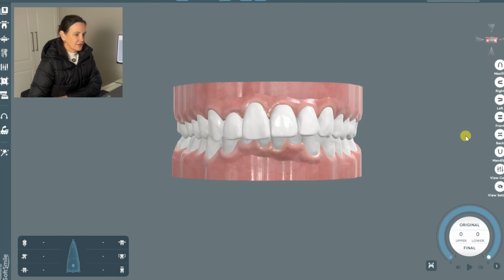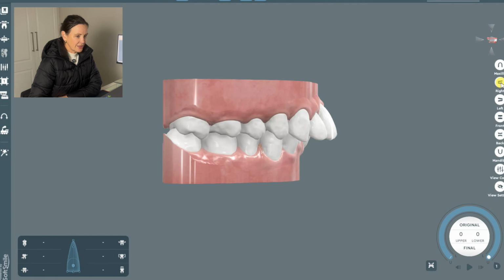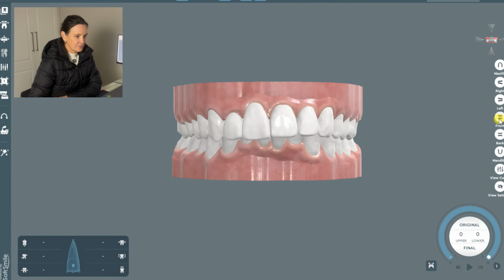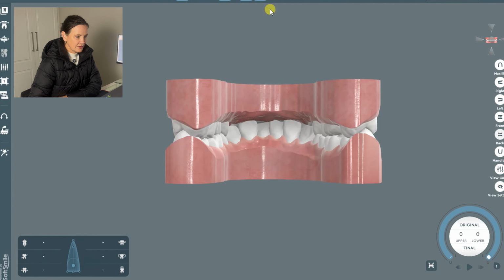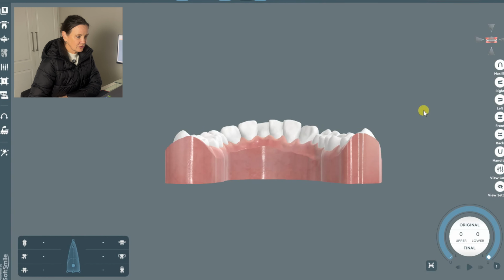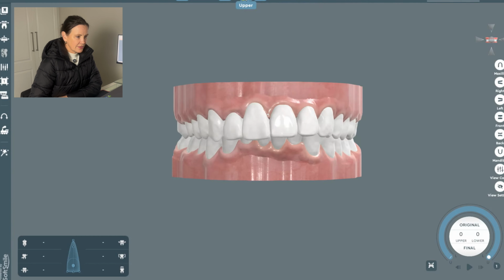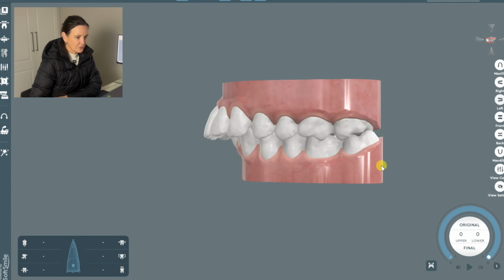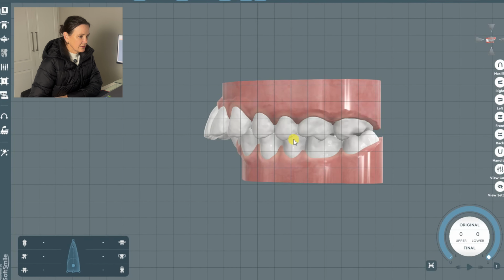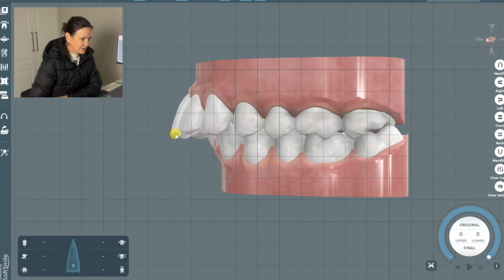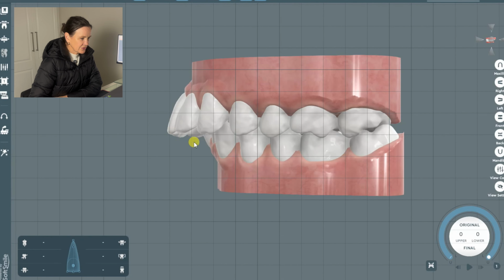Today I'm looking at a severe Class 2 Division 2, massive overbite. Deep curve of Spee, maybe more visible from the front. And then the left-hand side would be just the same. Overjet of, let's see, from the incisal to the incisal, that is 7.5 to 8 millimeters of overjet in this patient.